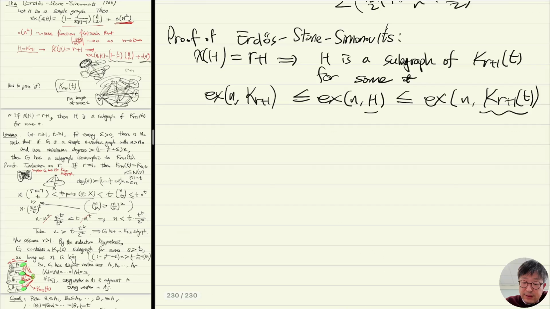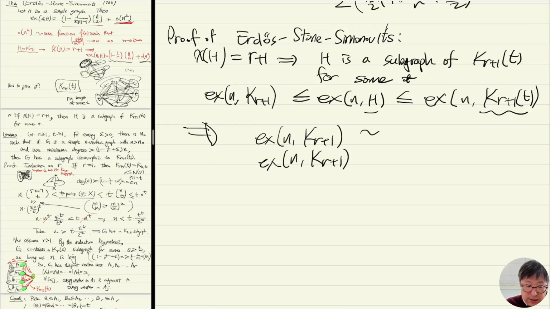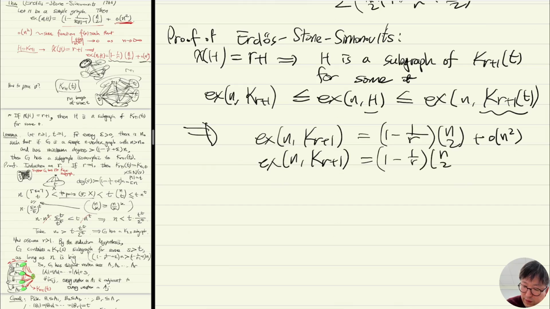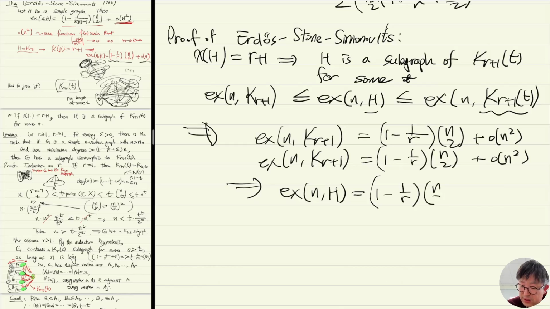That means, and actually both of them are about (1 minus 1 over r) times n choose 2 plus little o of n squared, right? So that means this is sandwiched in between, so it's (1 minus 1 over r) n choose 2 plus little o of n squared. All right, so that's the proof.